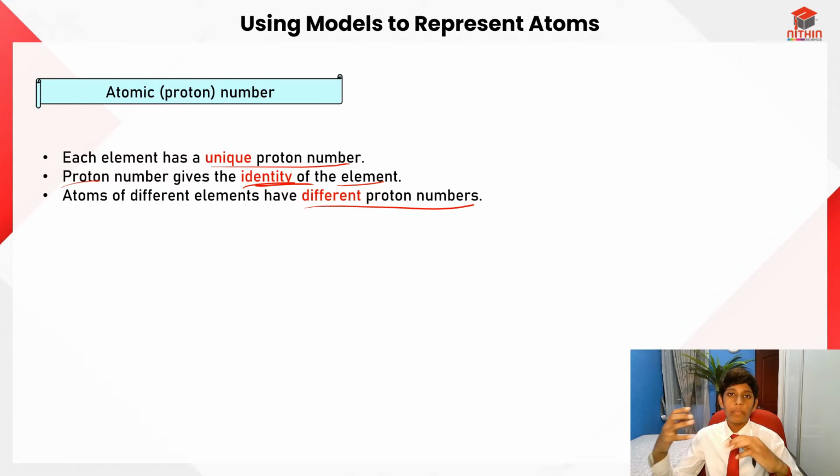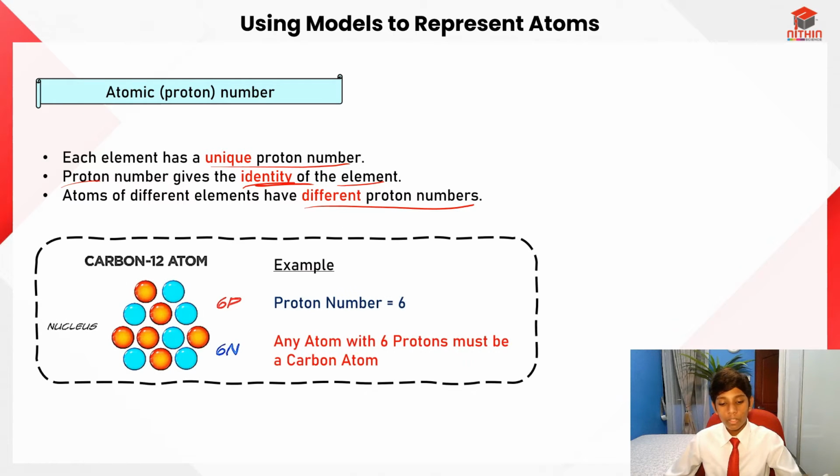So for example, if the proton number is 6, we are going to have 6 electrons in the atom as well. Okay, so let's take a look at the carbon atom. So carbon is the 12th atom. So this carbon atom actually has a proton number of 6.